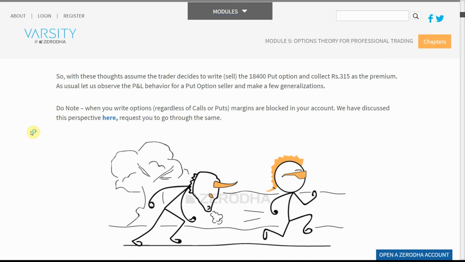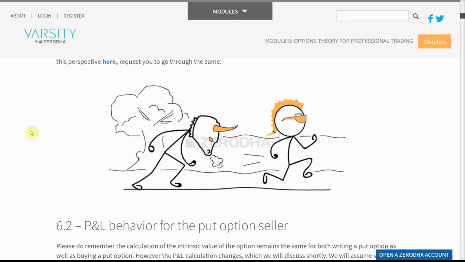Generalization 1. Sellers of the put options are profitable as long as the spot price remains at or higher than the strike price. In other words, sell a put option only when you are bullish about the underlying or when you believe that the underlying will no longer continue to fall. As the spot price goes below the strike price, 18,400, the position starts to make a loss.